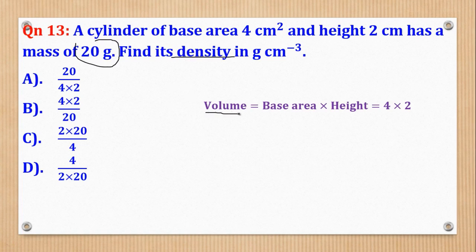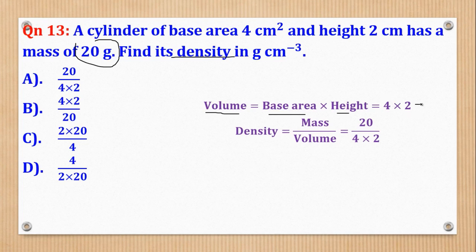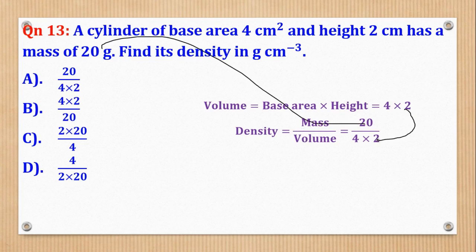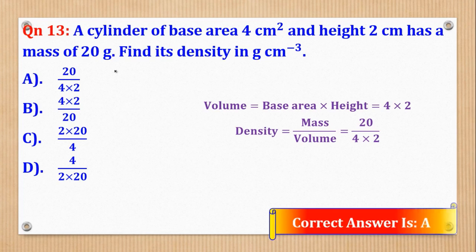So we are going to first calculate volume by saying base area times height, which gives you that. Now we are not simplifying this because of the way the question is. I think you see here there is just 4 over 2, so when you simplify, it will confuse us. That's why we leave it as 4 times 2. Then we say that density is mass over volume. Mass is 20 and volume is 4 times 2. When we compare, this is not okay, this is not okay, this is not okay, and this is okay. So the correct answer is A.